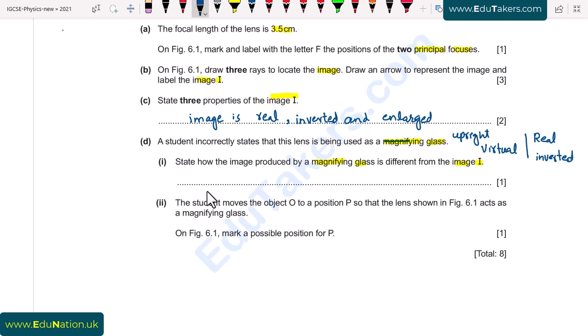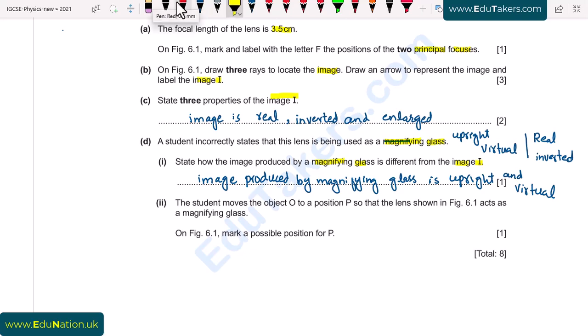So I write here: image produced by magnifying glass is upright and virtual.